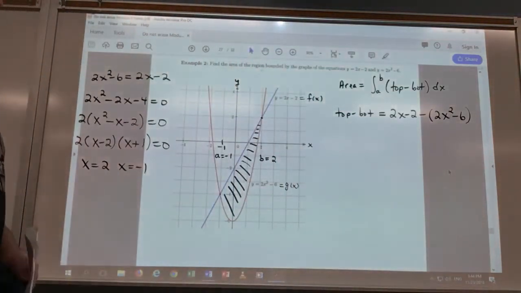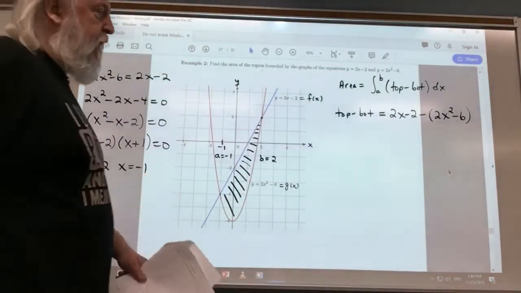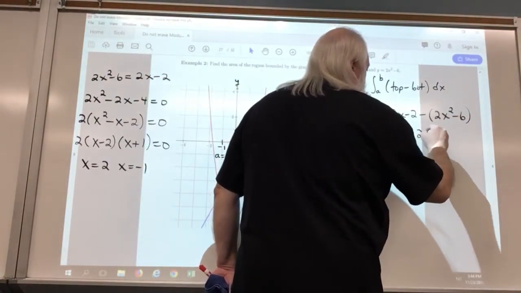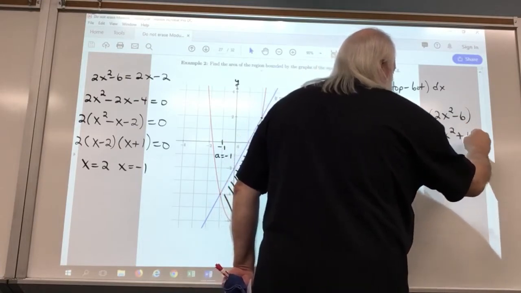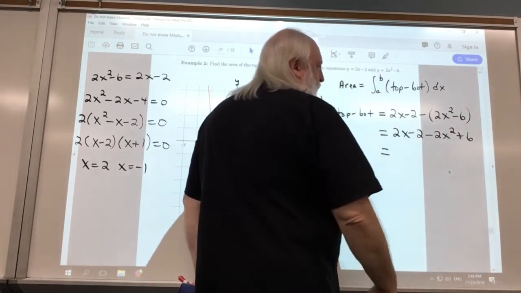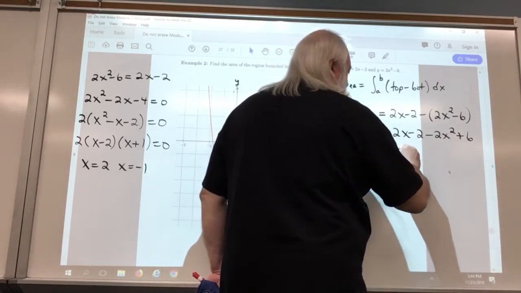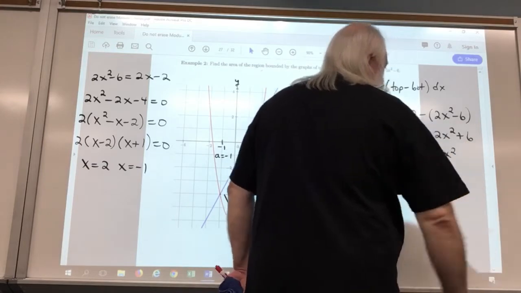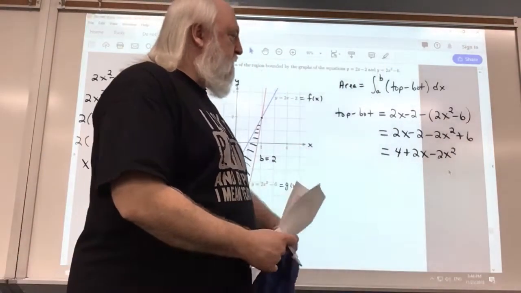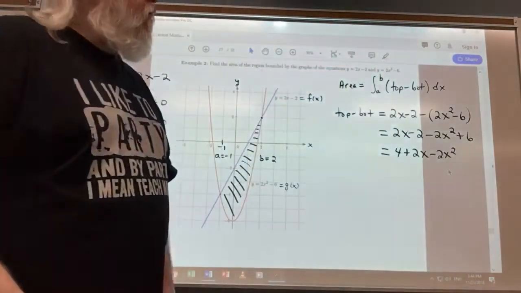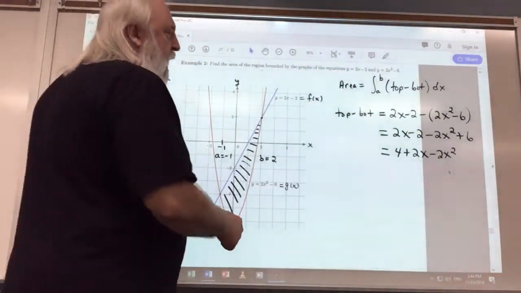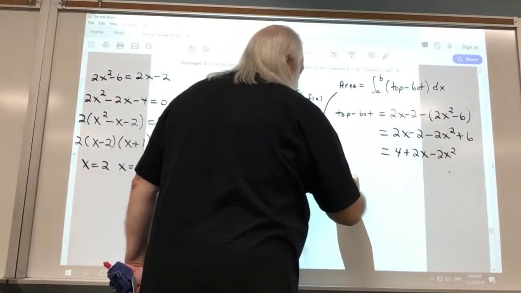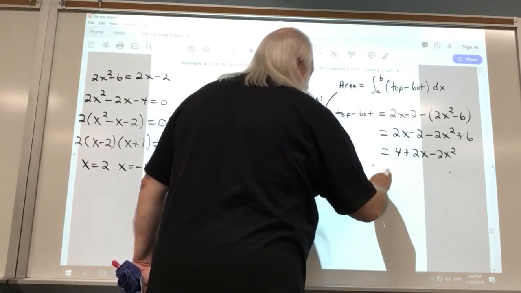Now we have to simplify that algebra. When you distribute the minus sign inside the parentheses, we have minus 2x squared plus 6. 6 minus 2 is 4, and we have the plus 2x, and then the minus 2x squared. You might write it as minus 2x squared plus 2x plus 4, and that's just fine. Now we can replace top minus bottom inside the integral, now that we've done that algebra outside the integral.